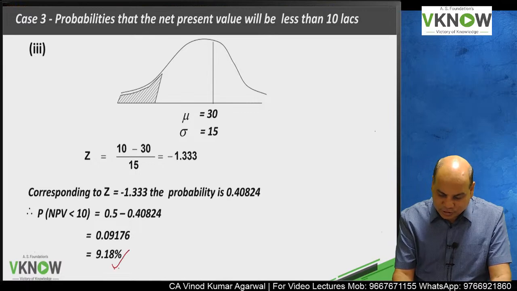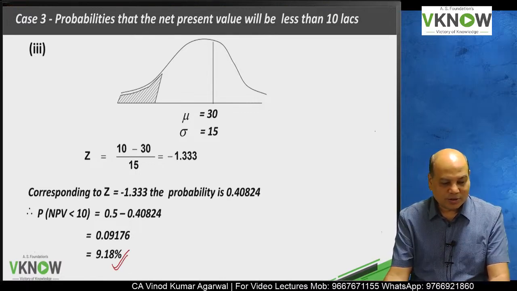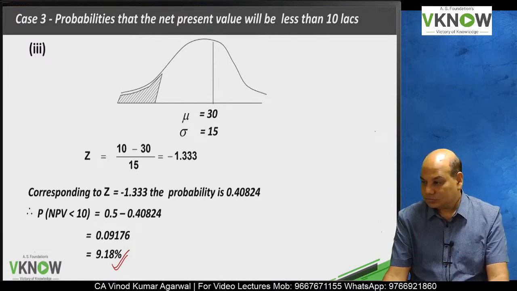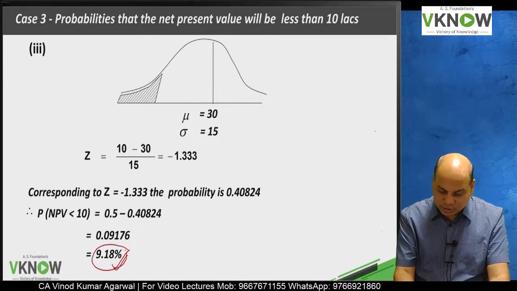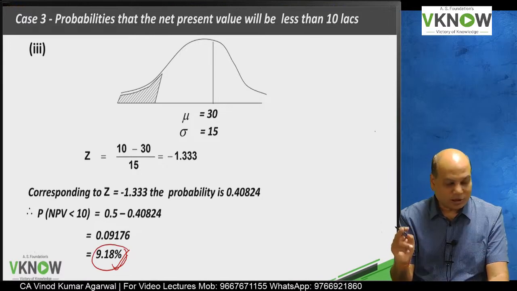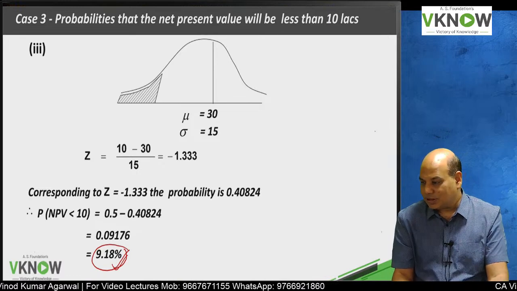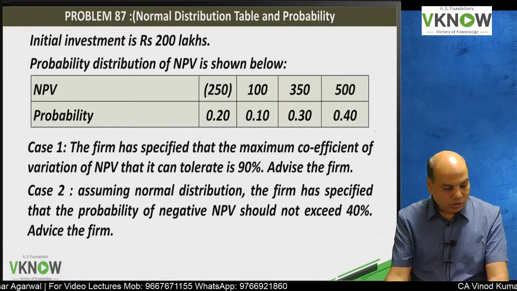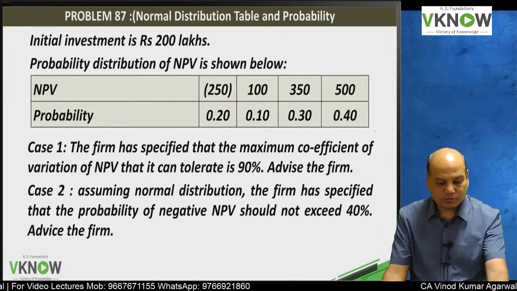9.18%. If you do not reply, I will assume you are sleeping. Is the answer 9.18 right? Approximately 9.18% is the probability that NPV will be less than rupees 10 lakh. Is the answer right? So that is my question number 86 for you.